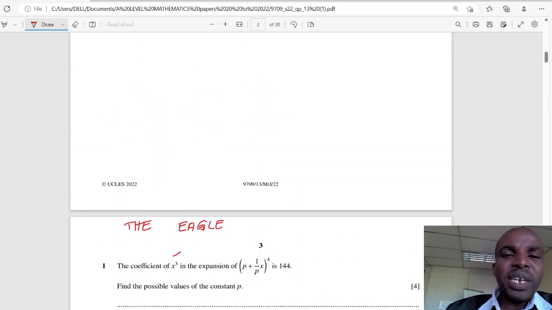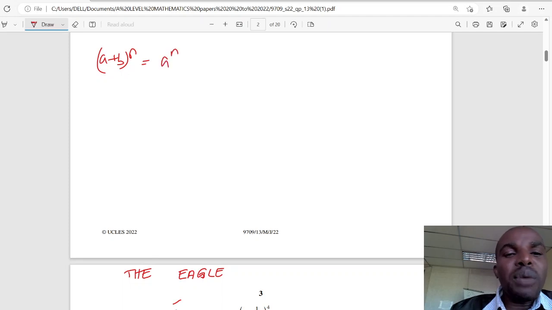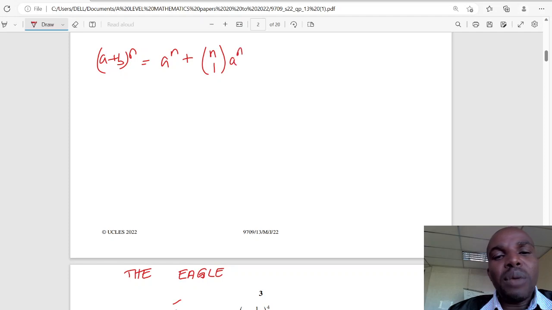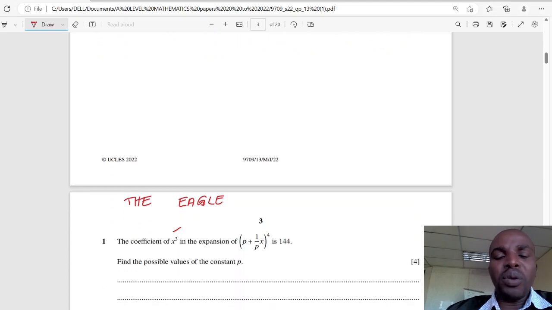Then use expansion. Expansion of this type, use this one. You say (a + b) to the power n. Is it there in the formula booklet? However, you say a to the power n plus n choose 1, then a to the power n minus 1, b to the power 1, then plus n choose 2, a to the power n minus 2, b to the power 2, plus n choose 3, a to the power n minus 3, b to the power 3, in that order. So that's the formula that you have to use. It is there in the formula booklet.